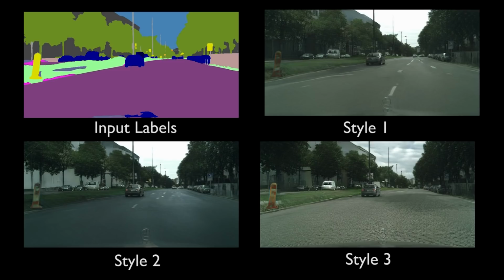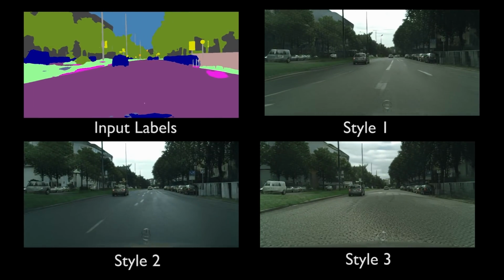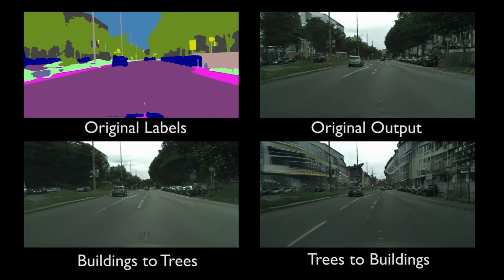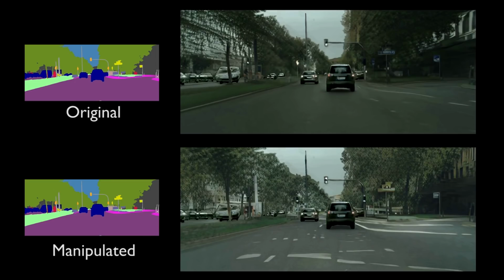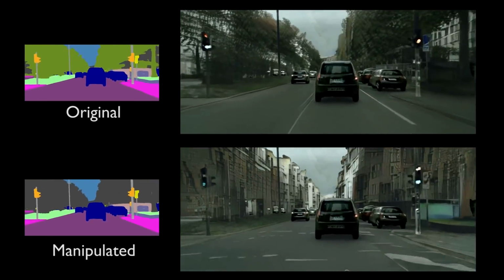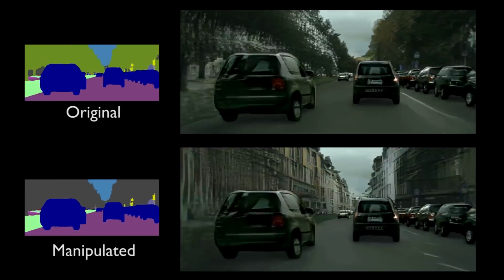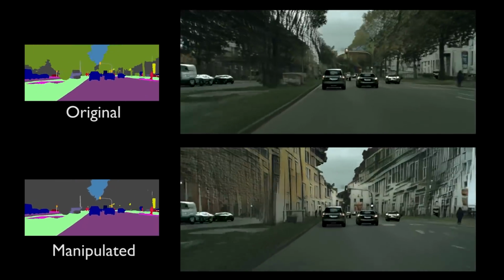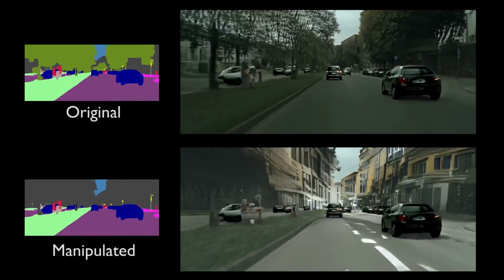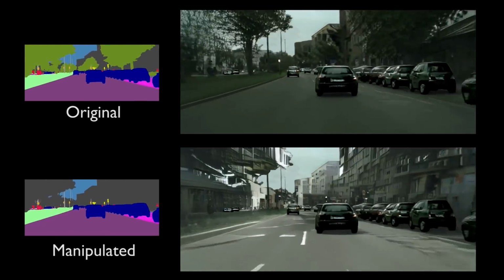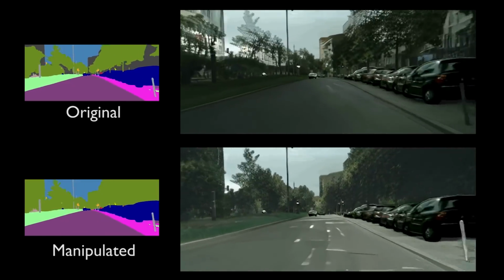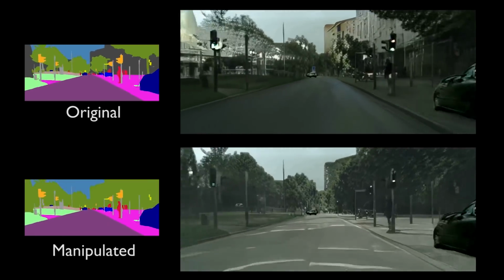Our network can synthesize multiple different results given the same input, or we can manipulate the input to generate a desired output video. Let's look at a side-by-side comparison between the input video and the synthesized video. For example, we can change all the trees into buildings, or edit the styles of the buildings and roads. We can generate multiple styles and apply them to objects in the video. We can change all buildings back to trees, and change their styles again.